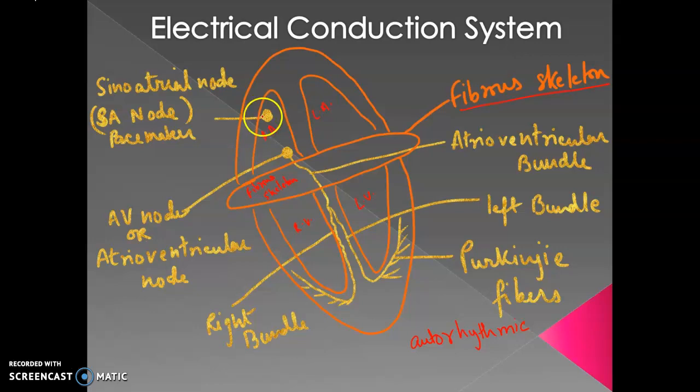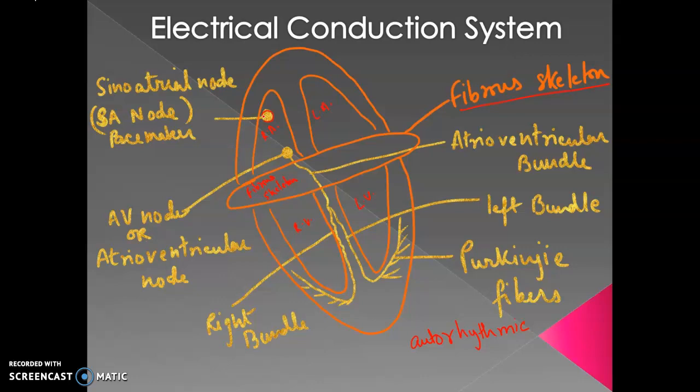So right here, do you see this structure? This is called the SA node, or sinoatrial node, also known as the pacemaker of the heart. It's called the pacemaker because there are specialized cells in the pacemaker, and these cells can generate action potentials.